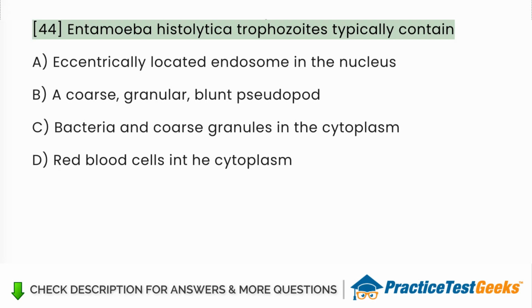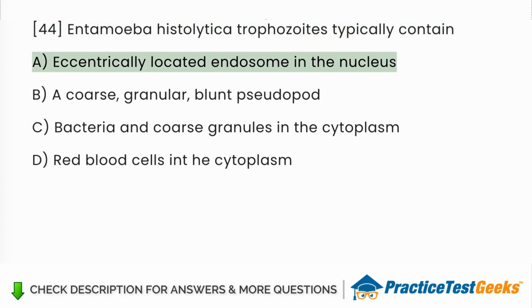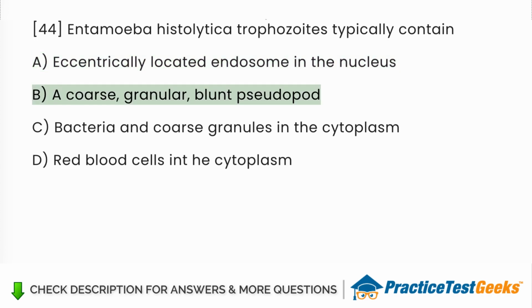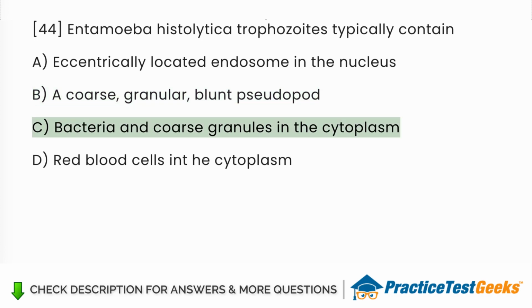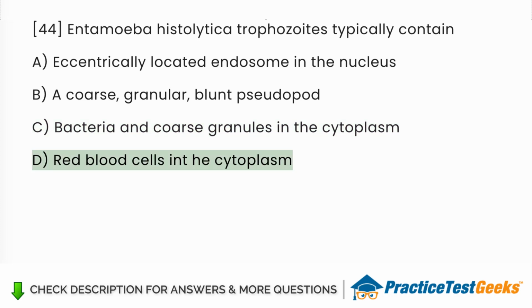Entamoeba histolytica trophozoites typically contain A. Eccentrically located endosome in the nucleus. B. A coarse, granular, blunt pseudopod. C. Bacteria and coarse granules in the cytoplasm. D. Red blood cells in the cytoplasm.